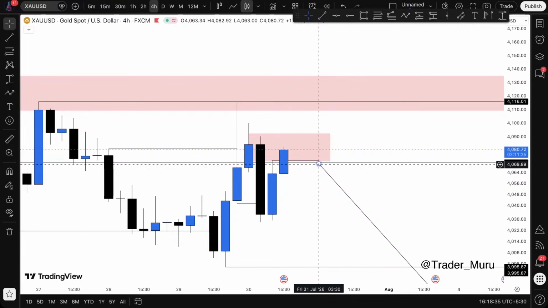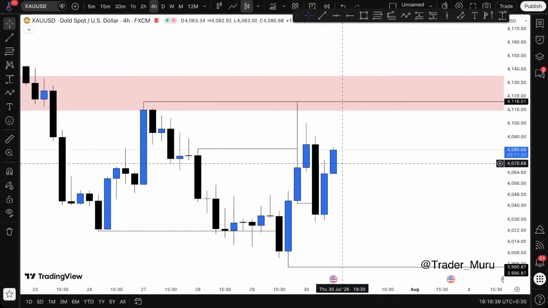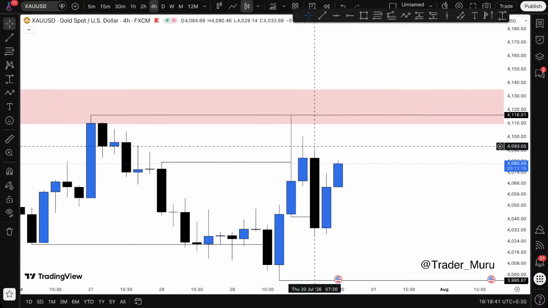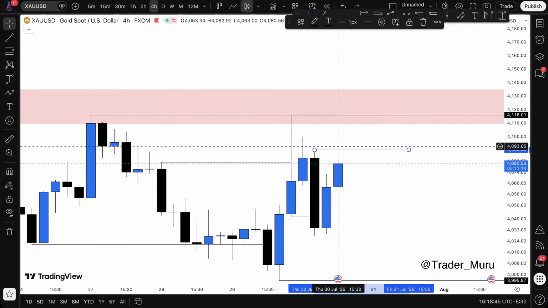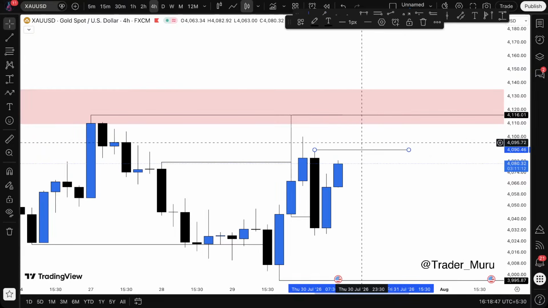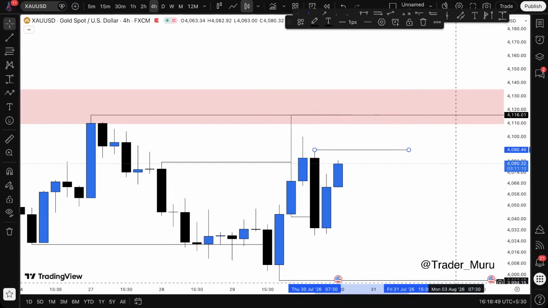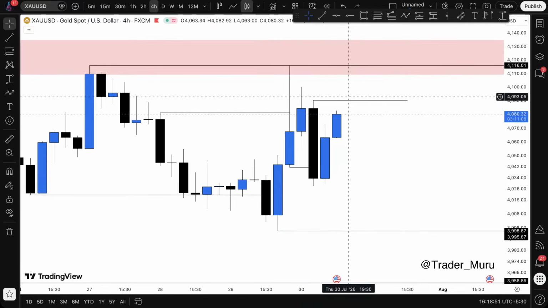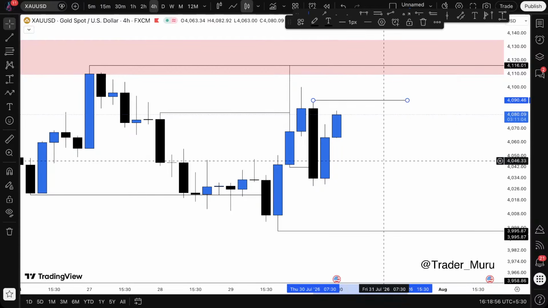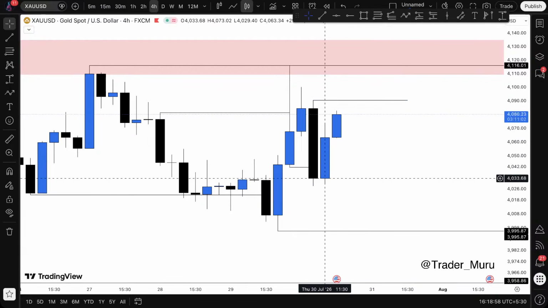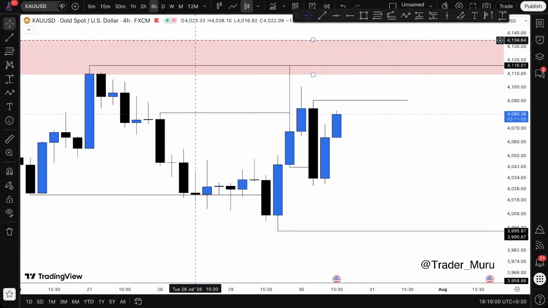And what could be the possible entry here? If we get a confirmation in the 1-hour time frame, this area, until we close above this high, we are bearish and we should be watching for shorts only. So until we have a 4-hour closing above 4090, we are bearish and we are watching for a short entry. This is an evening star pattern in the 4-hour time frame.